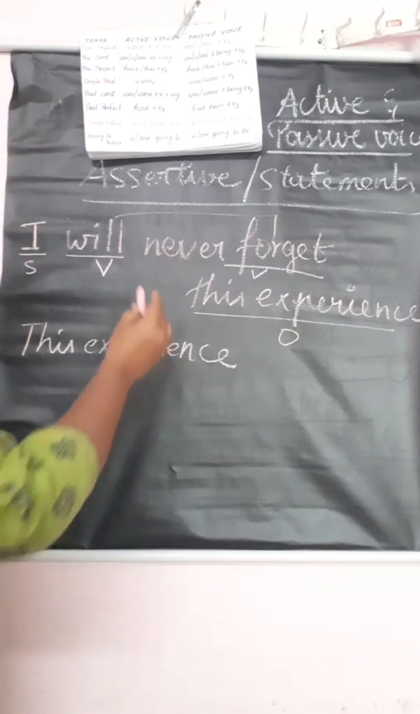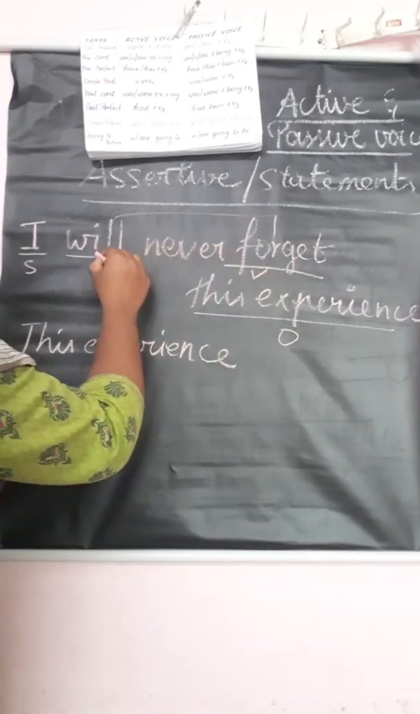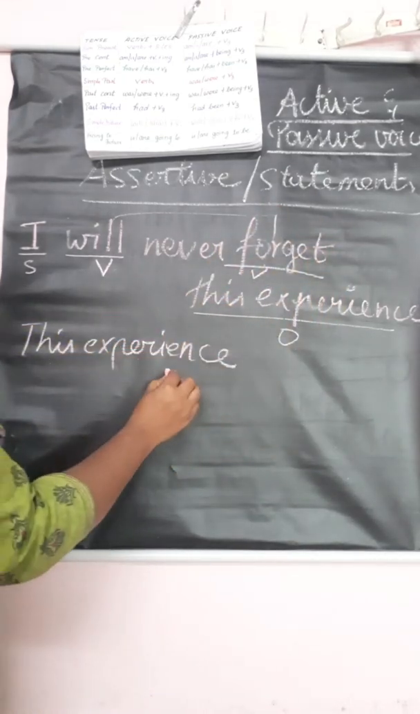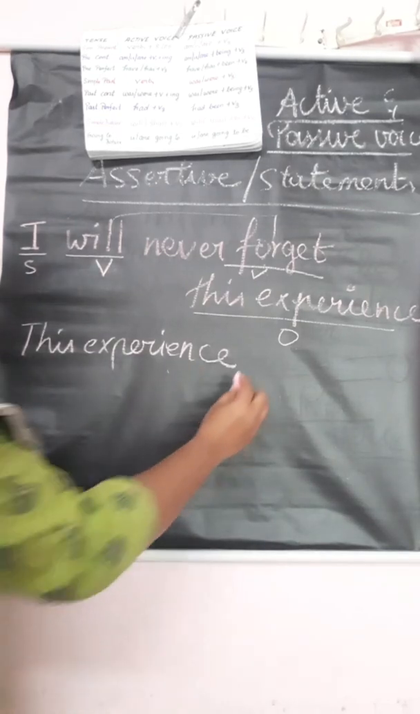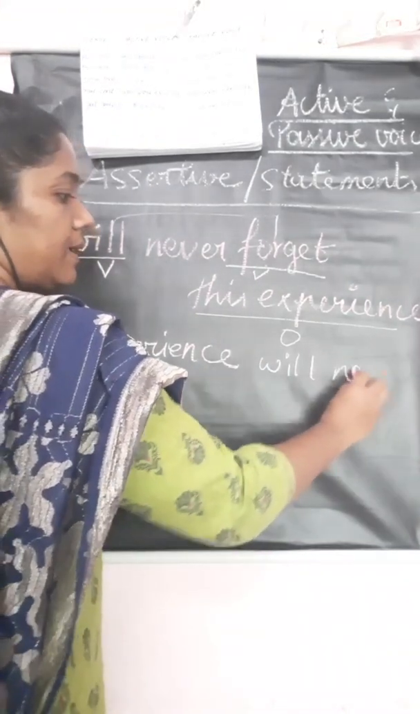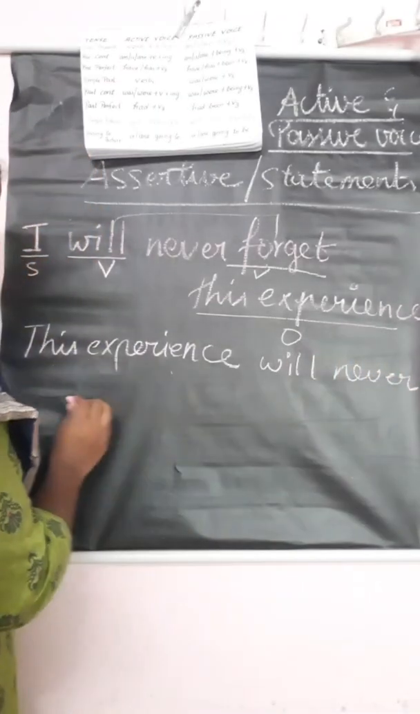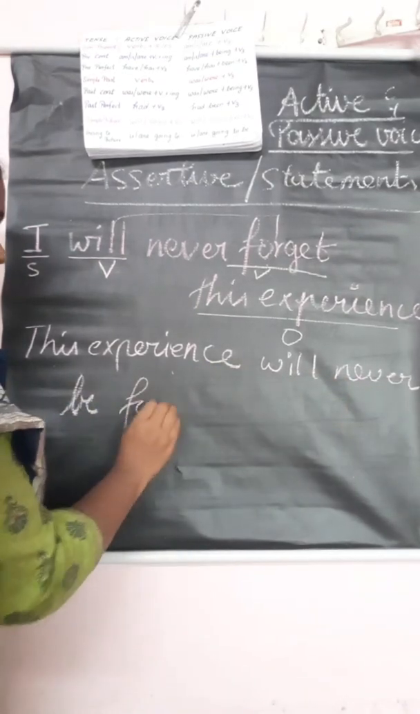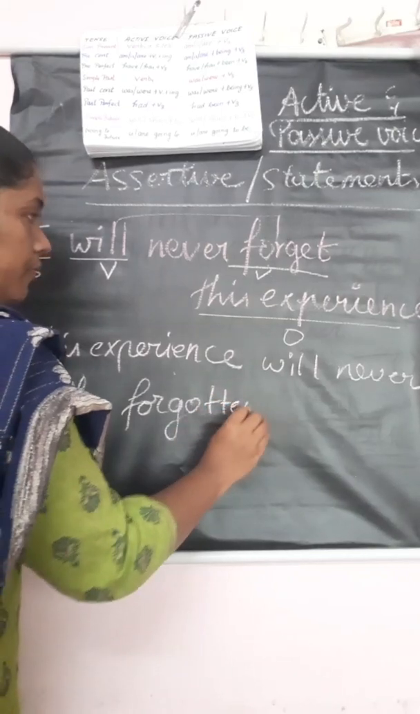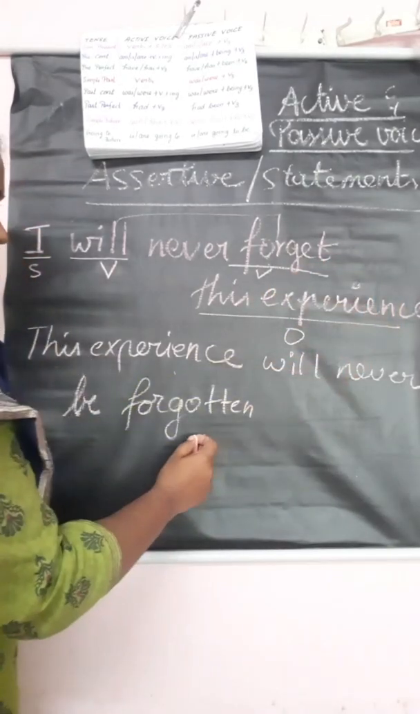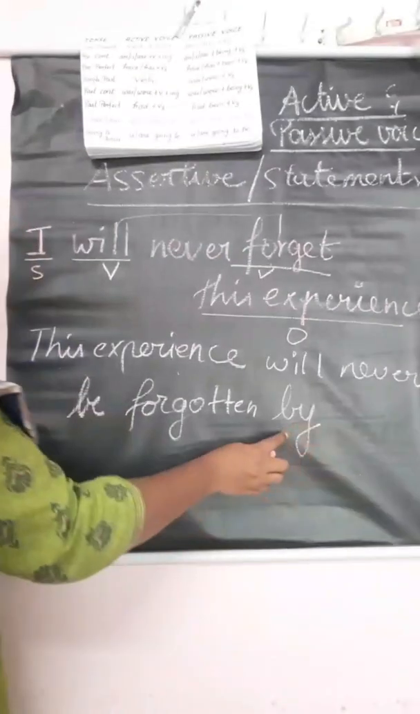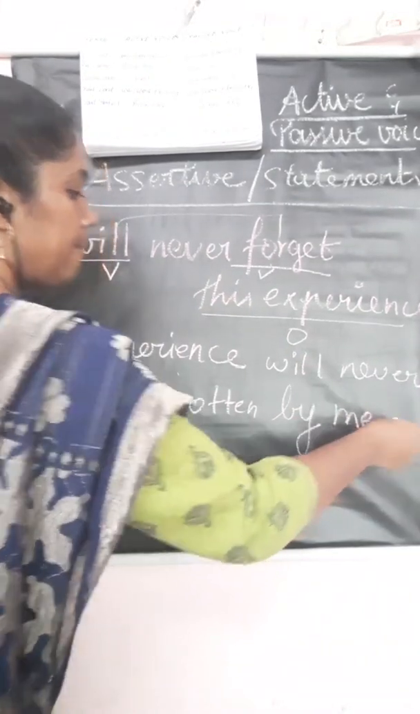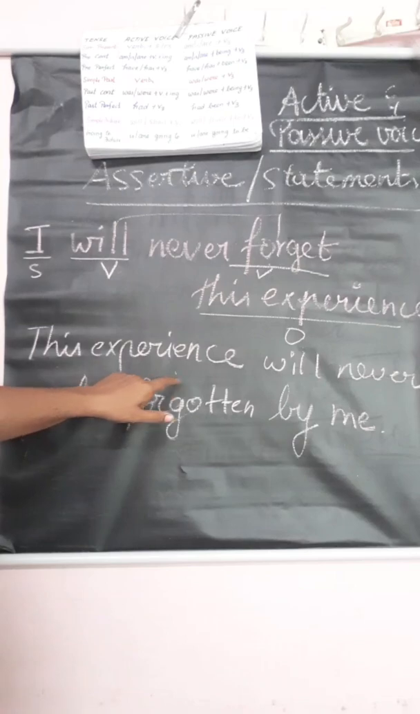Okay. So, this is simple future. Simple future means will or shall plus V1. In passive, will or shall be plus V3. So, this experience will never be. We have to add be, okay? Will never be, and the verb will be in V3. Will never be forgotten. Third form of forget: forgot, forgotten. By, we have to introduce the agent. By and I. The subject should come to the object place. I will be changed into me. So this is the answer. This experience will never be forgotten by me.